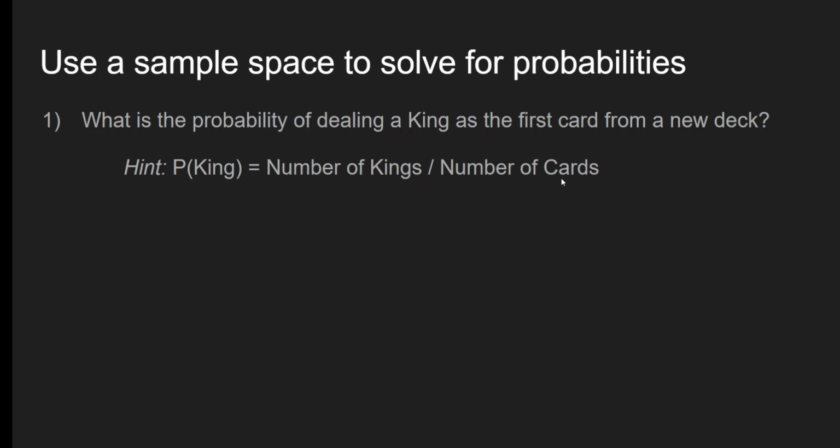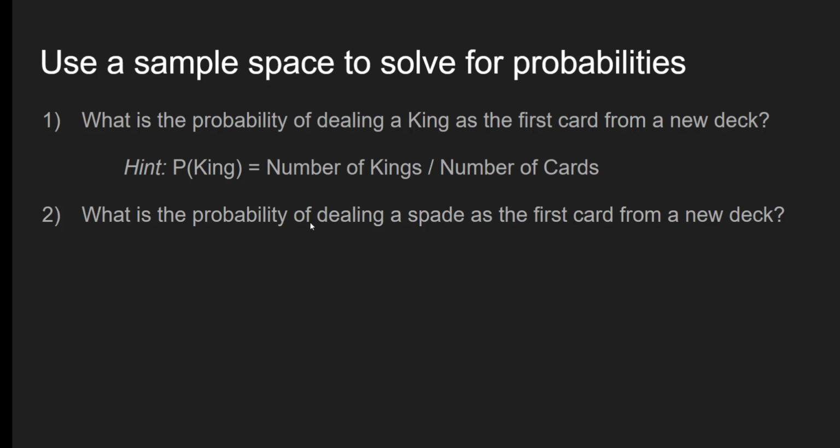Often, we may need to simplify, since 4 divided by 52 is equivalent to 1 divided by 13. And if you recall, there's 1 king out of the 13 types of cards. So for each suit, 1 out of 13 would represent the king for each suit. So 1 out of 13 is the probability of dealing a king as the first card from a new deck.